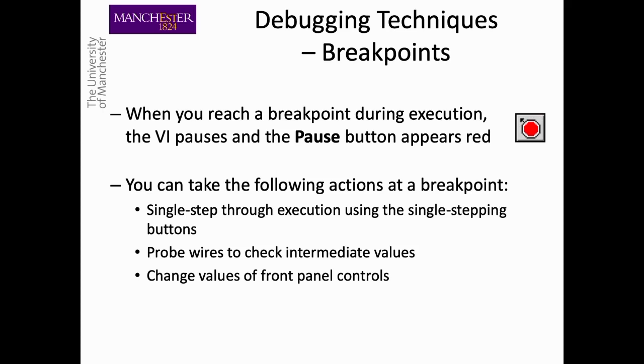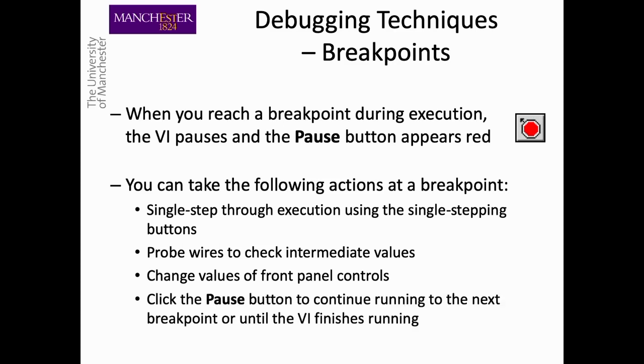And just something to note for you, when you're doing your coursework and when you want it to run at a certain speed, once you're debugging it with execution highlighting, switch off your execution highlighting, otherwise it will stop your program from running at the correct speed. So great for debugging, but make sure that you switch it off afterwards. Okay. You can click the pause button or continue running to the next breakpoint or until the VI finishes running.